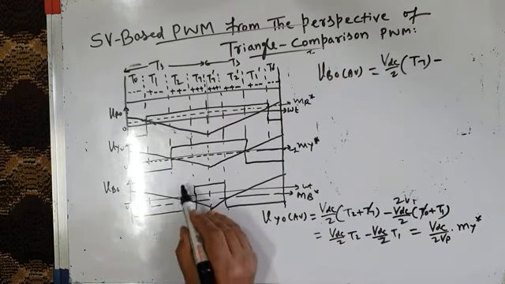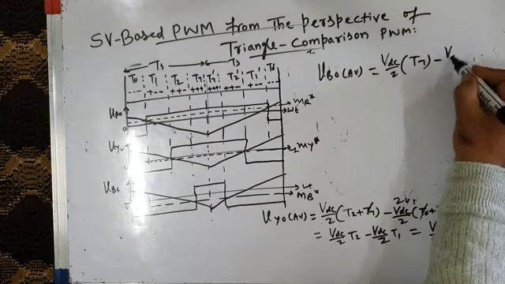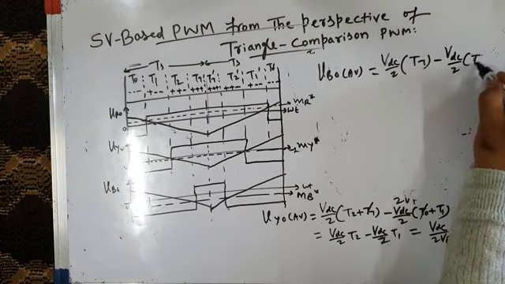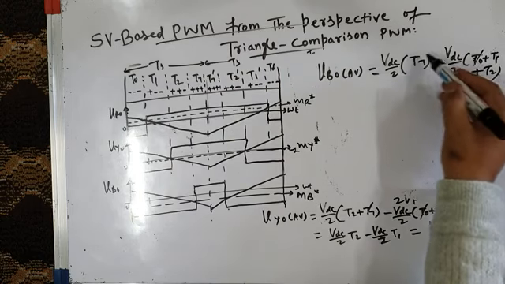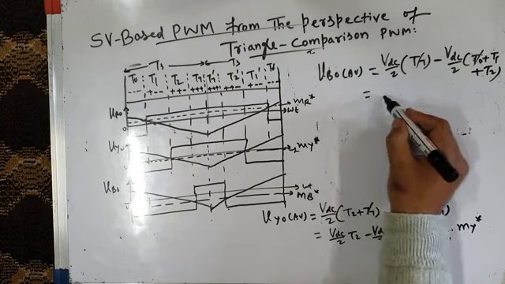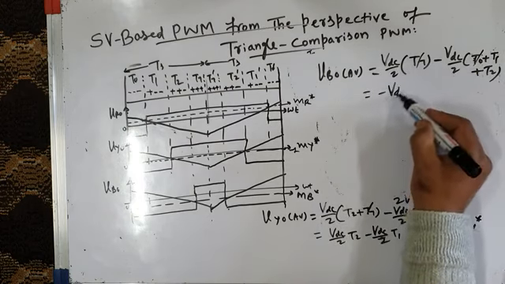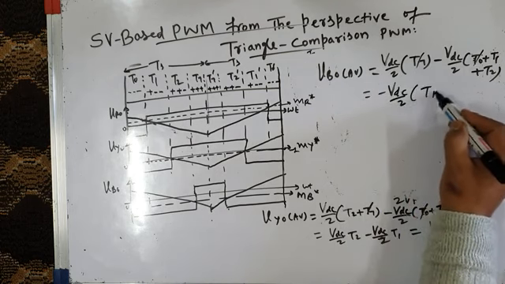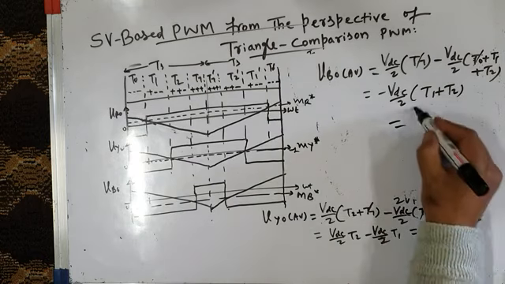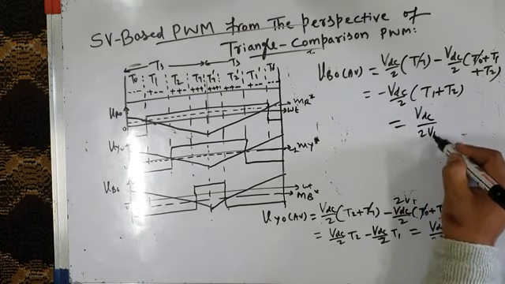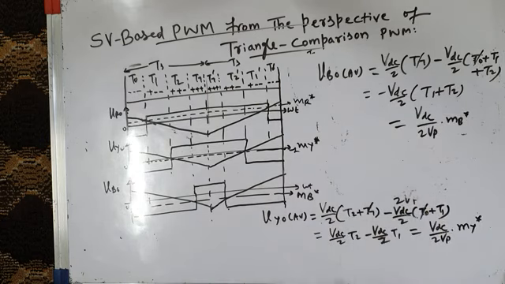And then for the three time intervals T0, T1, T2, it is minus VDC by 2. Minus VDC by 2 for time intervals T0 plus T1 plus T2. Now this T0 is exactly equal to T7, so this term cancels with this term, and it is minus VDC by 2 into T1 plus T2. And in terms of the modified modulating wave, it is VDC by 2Vp into MB star. So this MB star is a scaled version of this pole voltage.